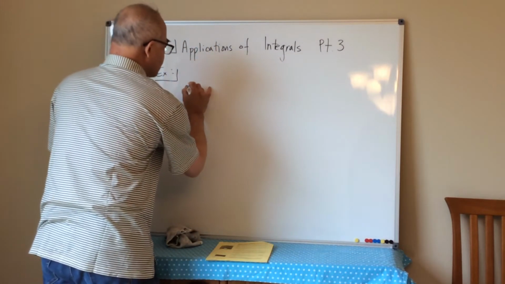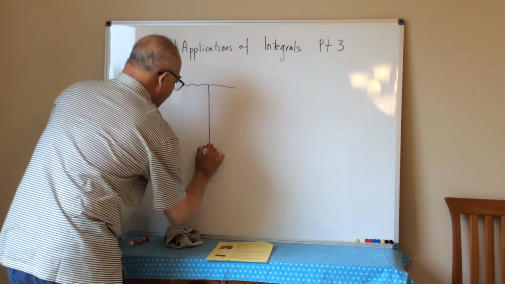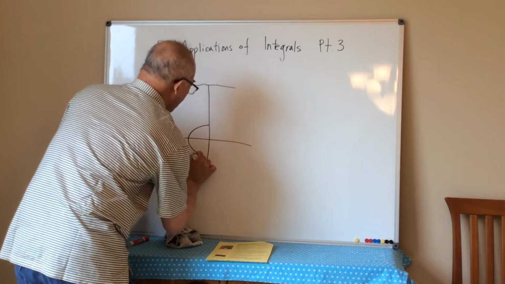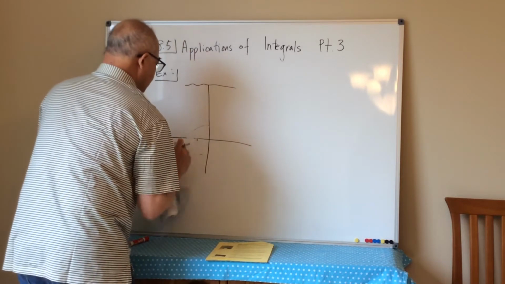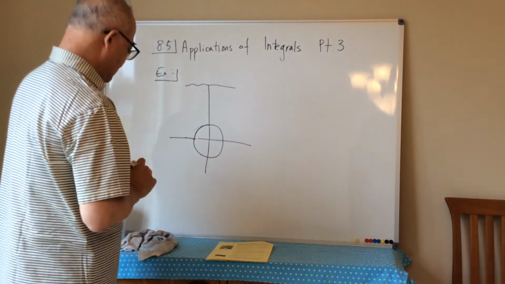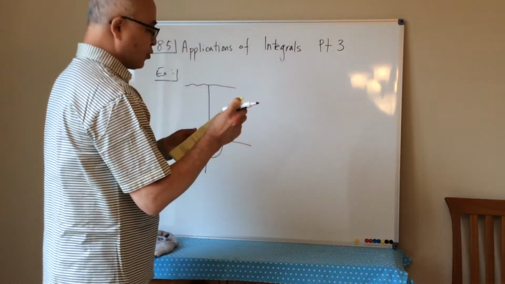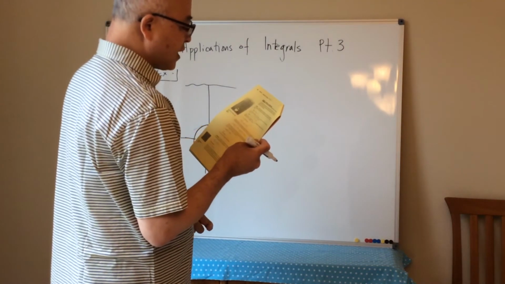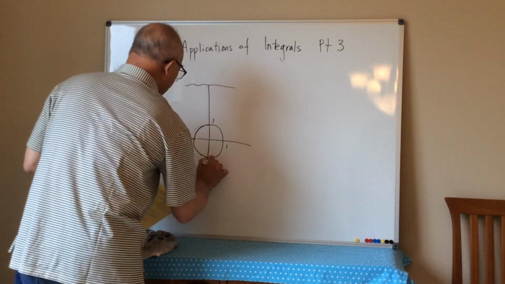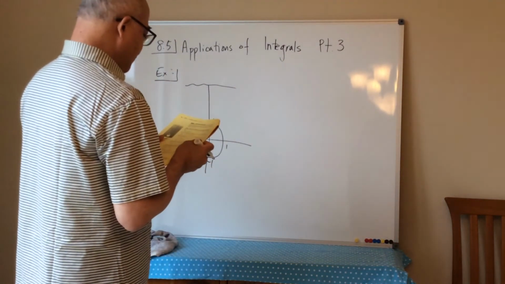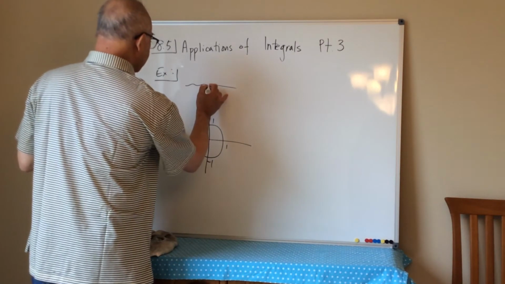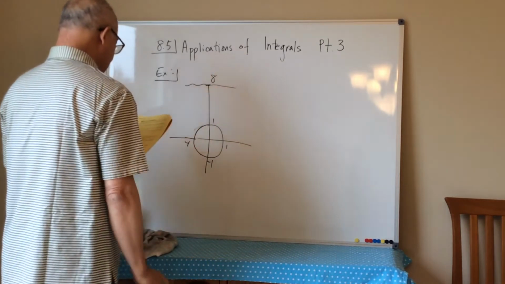Example number 3, so we have water. A circular observation window on a marine science ship has a radius of 1 foot. The center of the window is 8 feet below the water level, so up here would be 8.